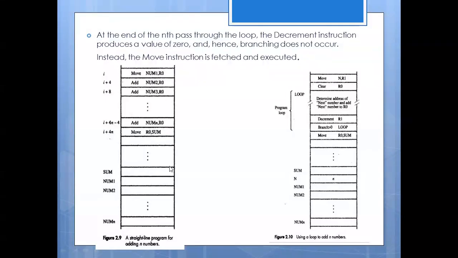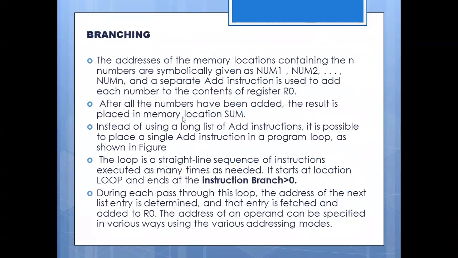To perform this, we need many instructions. Whereas with a branching instruction, after all the numbers have been added, the result is placed in the memory operand called sum. Instead of that, a loop is a straight line sequence of instructions executed as many times as needed, like we use an if or for loop in C programming. We keep a loop that again and again keeps on adding. At last, when the condition fails, the result is stored to sum.